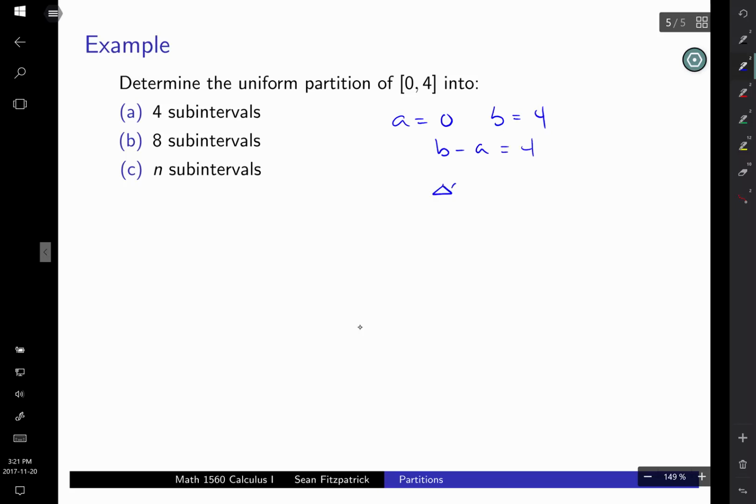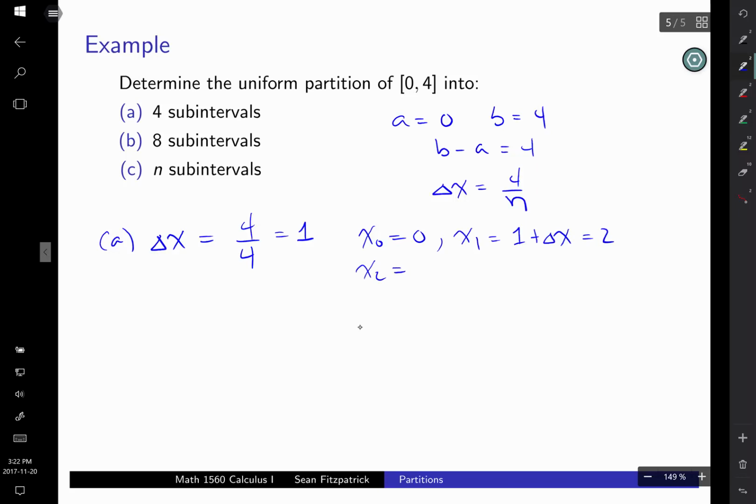Our delta x is then 4 over n, right? So in part A, delta x is just 4 over 4, which is 1, right? So we get x naught is 0, x1 is going to be 1 plus delta x, that's 1 plus 1, I get 2, right? x2, I get 1 plus 2 delta x, so 1 plus 2 times 1, I get 3, and so on.